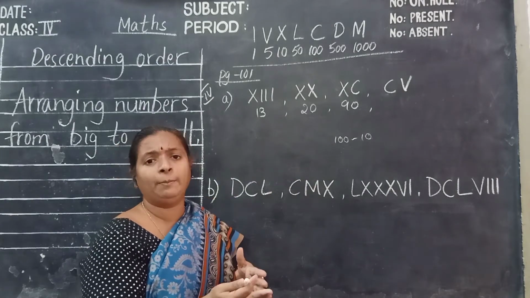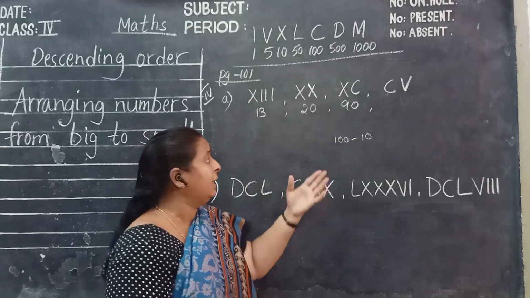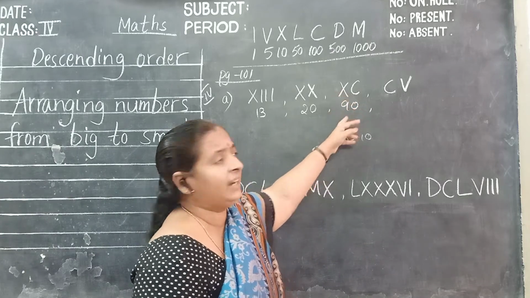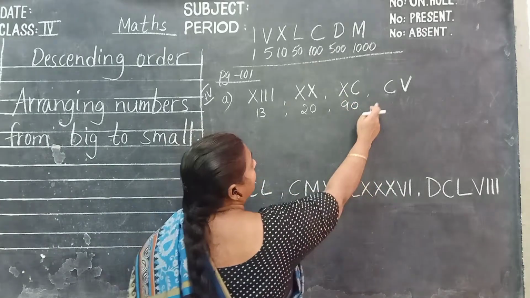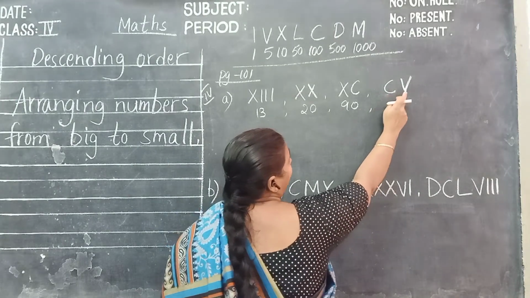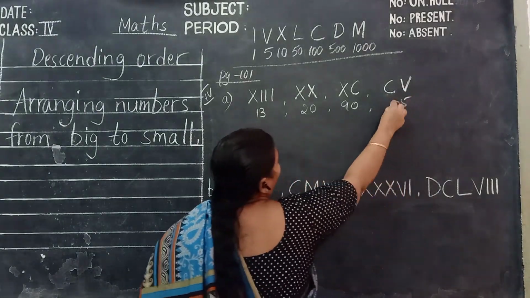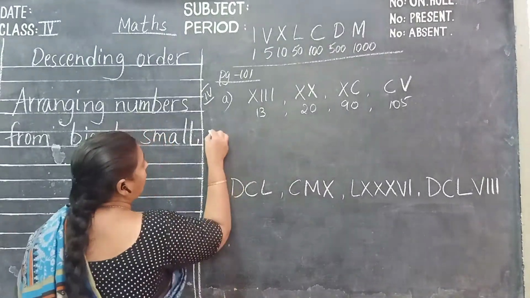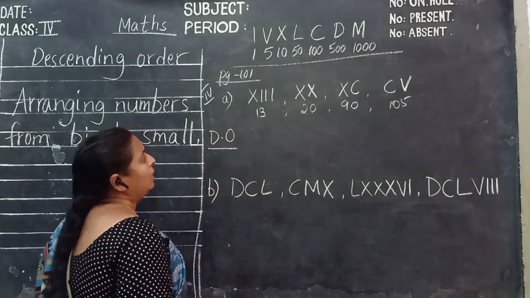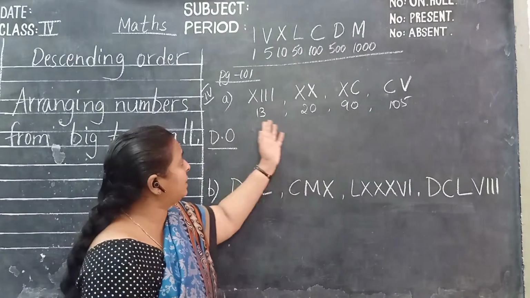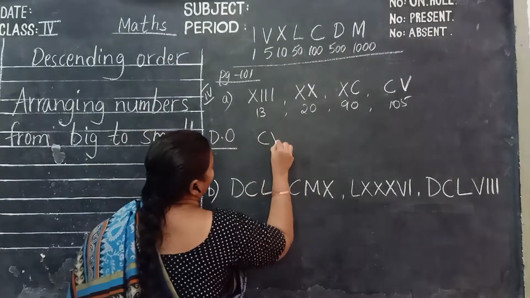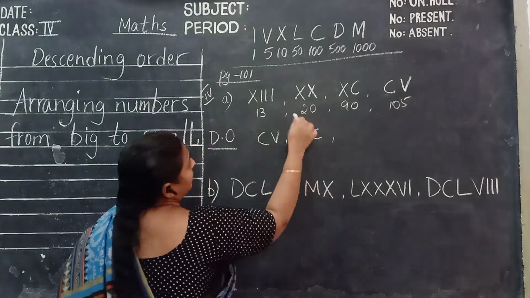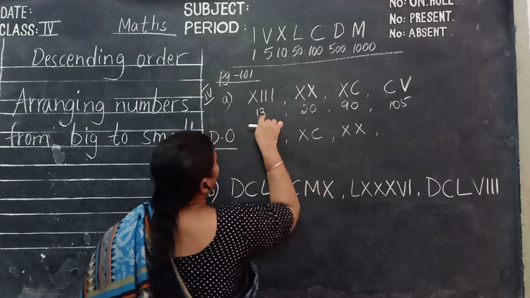If a small Roman numeral is on the left side of a big one, then we should subtract it. We should subtract like this: C minus X, 90. What is the C value, children? 100. 100 plus 5, 105. Then we got the values, no children? Then we will get clarity. So we should arrange them in descending order. What is the short form of descending order? DO. Then see, children, from big to small, which is the biggest number? 105, CV. Then the next one, 90, XC. Then XX, or 20. Then 13.